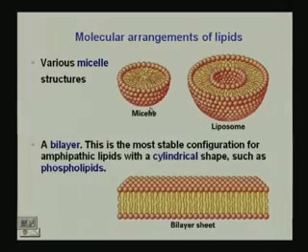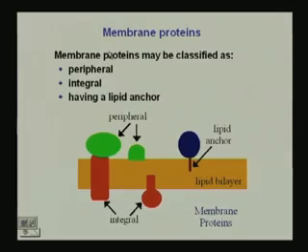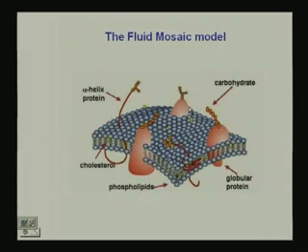Then we looked at the different molecular arrangements of the lipids that could actually form micelles, liposomes, or the bilayer sheet. Now, in consideration of the bilayer sheet, since this formed the cell membrane, we also had transfer across the membrane. So, we studied the specific proteins that were embedded in the membrane, where we would have peripheral proteins, integral proteins, or ones with a lipid anchor. We then went on to consider the fluid mosaic model.